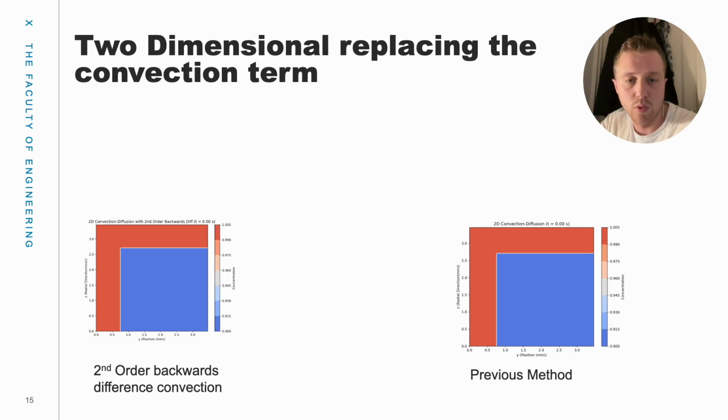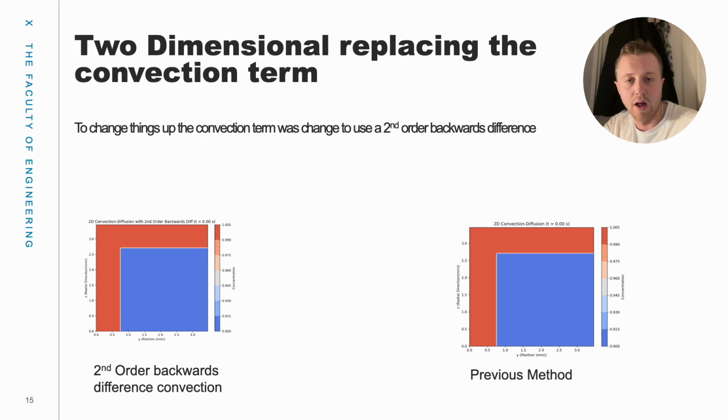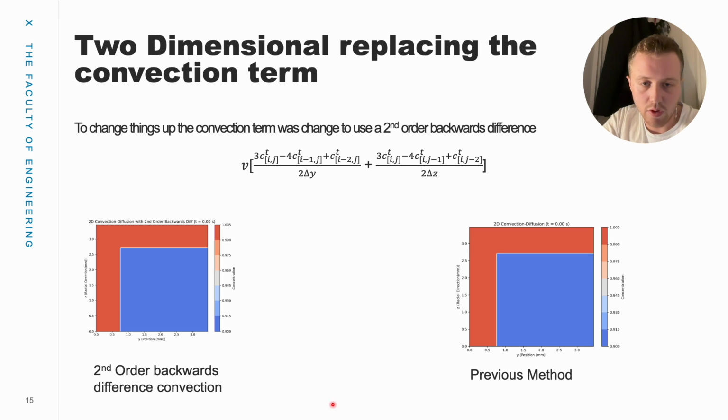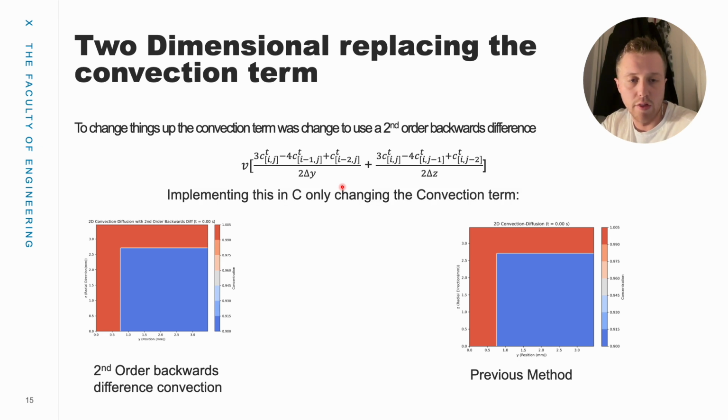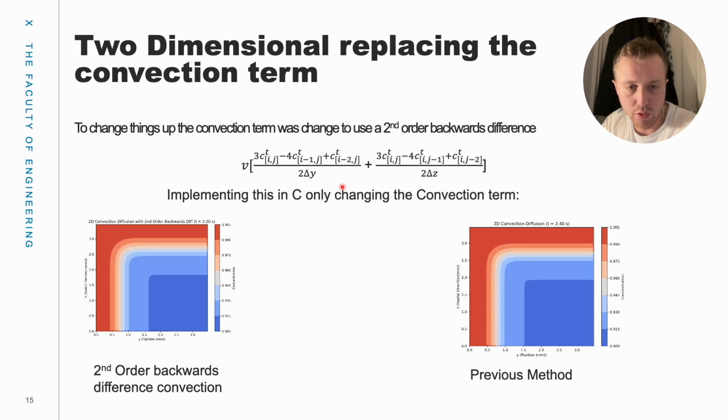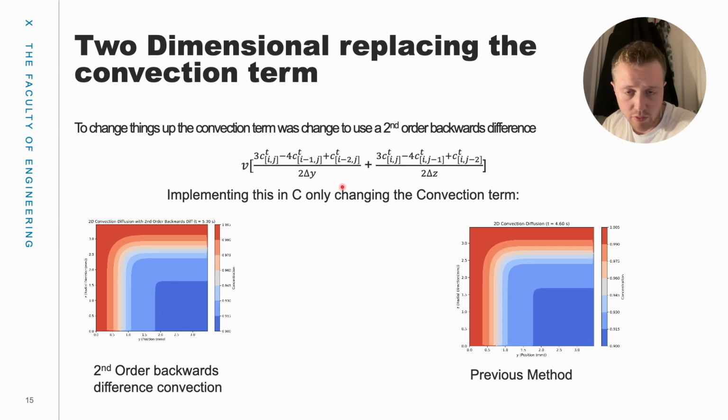So what I did next was the same for two-dimensional methods, but again I just replaced the convection term. I decided to use a second order backwards difference, which you can see here. So again, with both methods I'm only replacing the convection term. Every other method we mentioned before is still the same. So let's run these simulations, and again, you probably couldn't really notice the difference. They both look very similar.